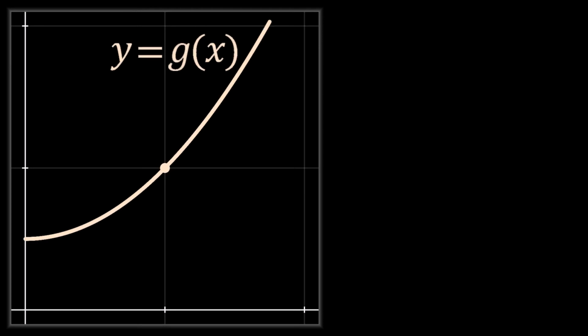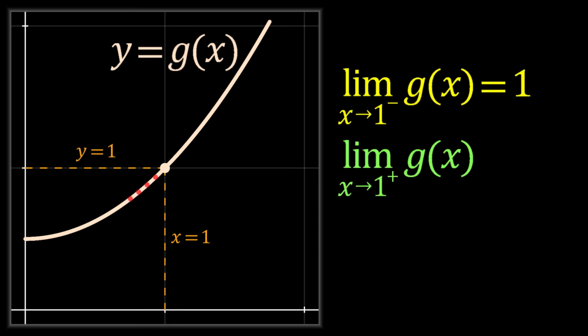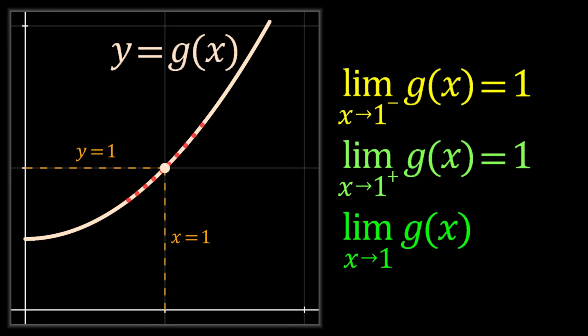We'll try the left-hand limit of g of x as x approaches 1. If we approach x equals 1 from the left, we'll see the function approach y equals 1. Trying the right-hand limit of g of x as x approaches 1. If we let x approach 1 from the right, y approaches 1. We see that both one-sided limits are equal. That means that once we take the limit of g of x as x approaches 1, its value will also be 1, since that's the value of both one-sided limits. So yes, our logic here does hold.